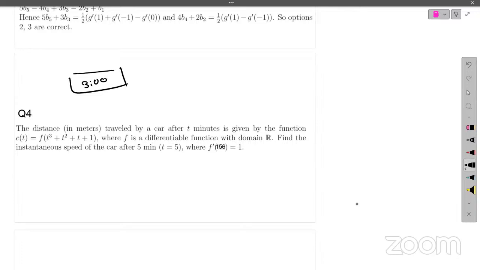Again, instantaneous speed means you have to calculate the derivative at that particular point. So that's the meaning of instantaneous speed. And it's an easy sheet.